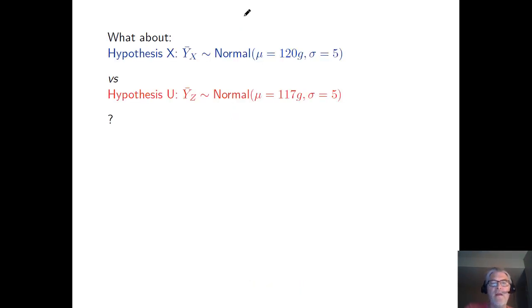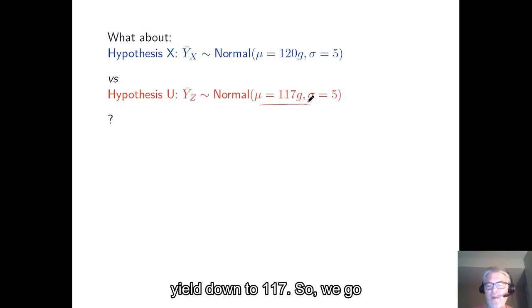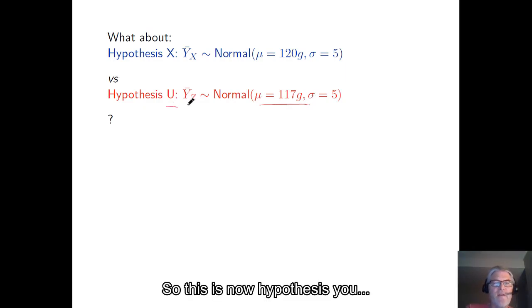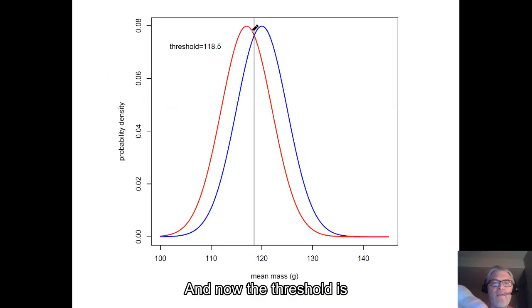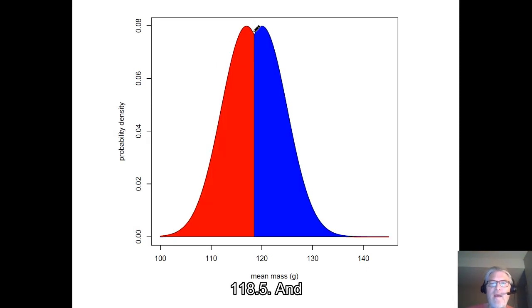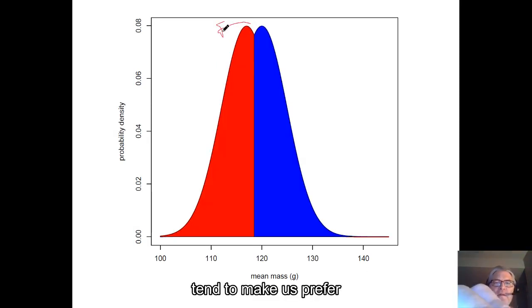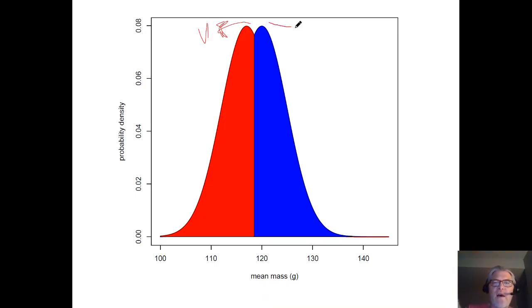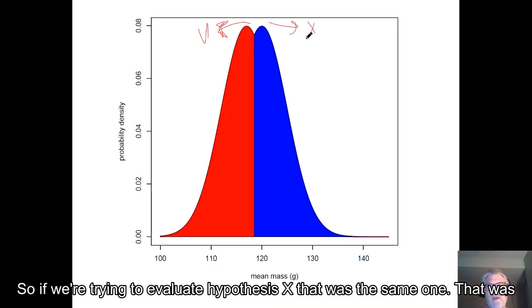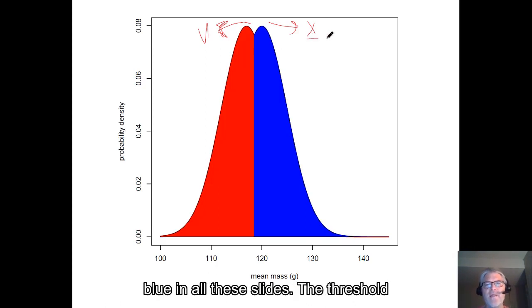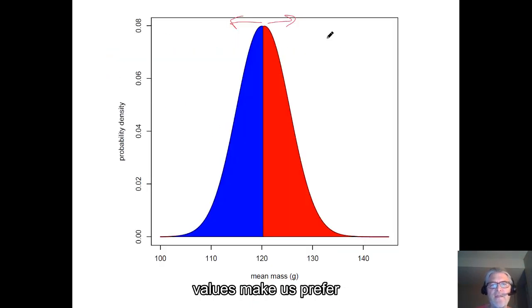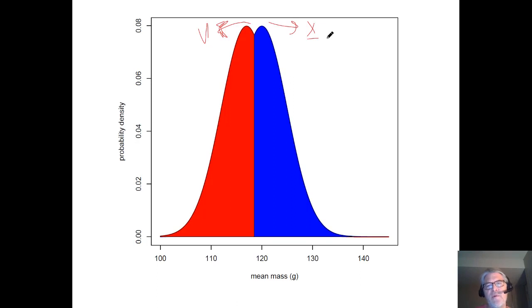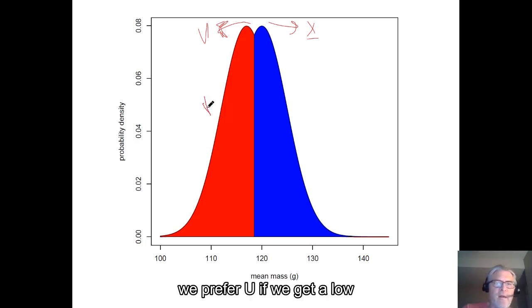Or you could even imagine that we think maybe the fertilizer doesn't help this plant, and we lower the yield down to 117. So we go through this exercise again. So this is now hypothesis U. I should have put a U on here. Sorry about that. And now the threshold is 118.5, and now low values tend to make us prefer hypothesis U, and high values prefer hypothesis X. So if we're trying to evaluate hypothesis X, that was the same one, that was blue in all these slides, the threshold's changing quite a bit, and in the two earliest examples, low data values make us prefer X, and in this last example, we prefer U if we get a low mass in our real data.